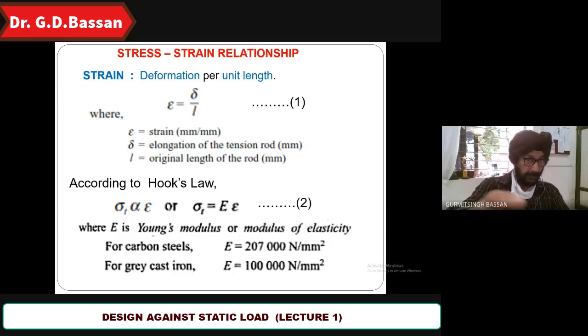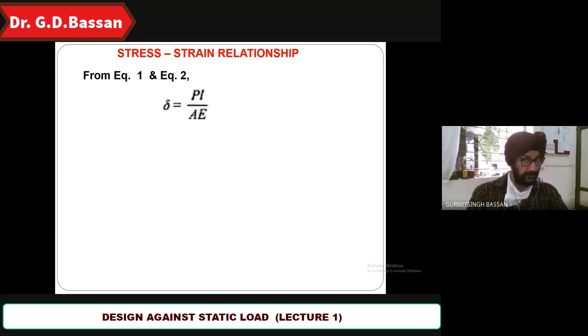Now, when we use these two equations, then we can get delta is equal to PL by AE. What is P? P is the force, L is the length, A is the area, and E is your modulus of elasticity.